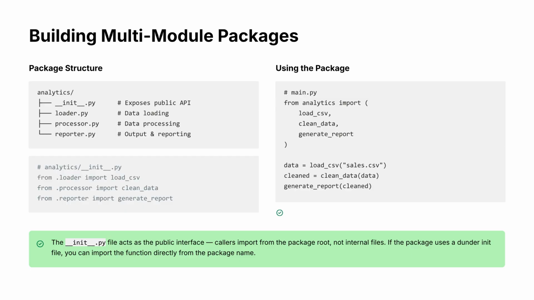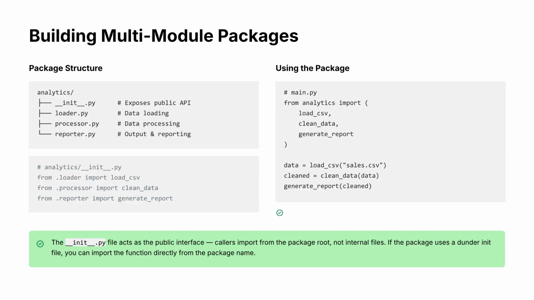So once your project grows beyond a single file, you're going to want a package. A package is just a folder with an __init__.py file inside it. That's __init__, by the way. That init file is your package's public API. Whatever you import inside it is what consumers of your package can access directly from the package name.